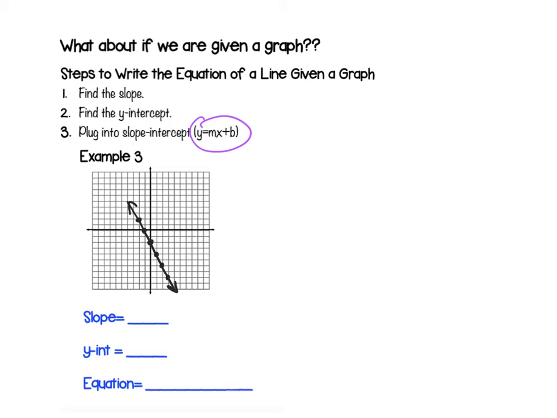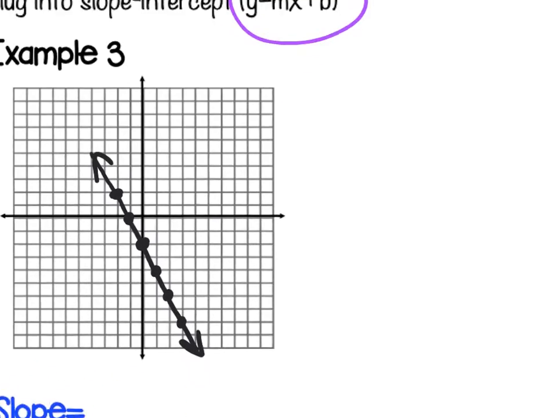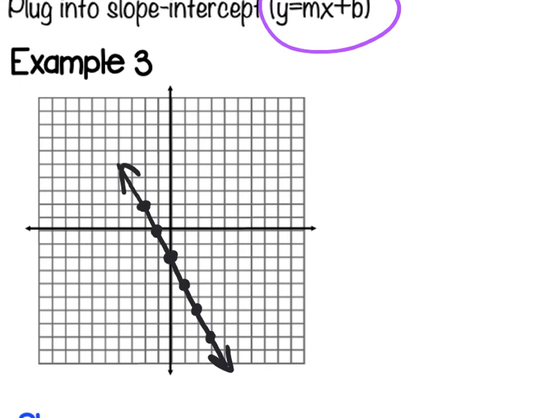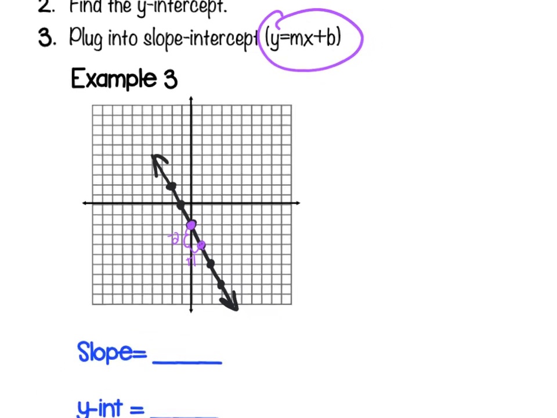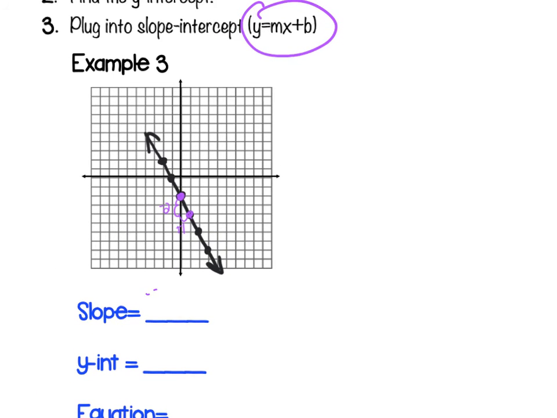Okay, so I'm going to zoom in a little bit on the graph so we can find our slope and our y-intercept. So here, when I find my slope from my graph, just like we did before, you're going to count between 2 points. So I'm going to pick this point here and this point here. So if I start here, it looks like I have to go down 2 and to the right 1 in order to get that slope. So that tells me that my slope is -2 over 1. So that means my slope is -2.